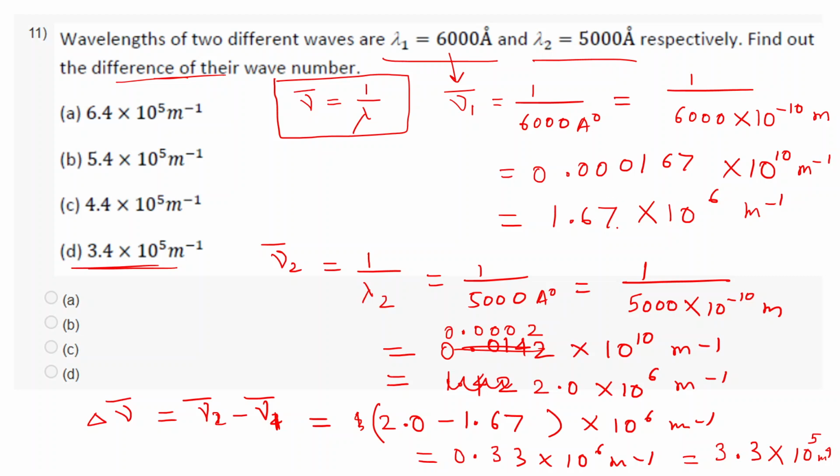If they consider 1.66, then it will be 0.34, and then the answer will be 3.4. Anyway, if we have done it correctly, it should be 1.67, and with that, if you are getting 3.3, then you can see the closest value is this. So you can mark this as the correct answer.